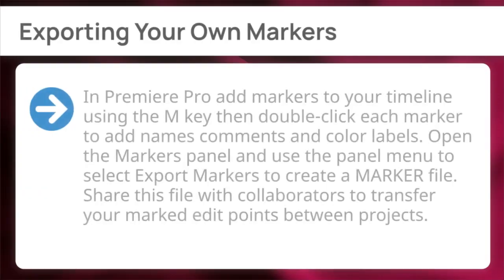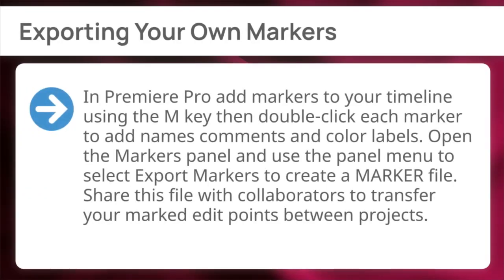Finally, exporting your own markers. In Premiere Pro, add markers to your timeline using the M key, then double-click each marker to add names, comments, and color labels. Open the Markers panel and use the panel menu to select Export Markers to create a marker file. Share this file with collaborators to transfer your marked edit points between projects.